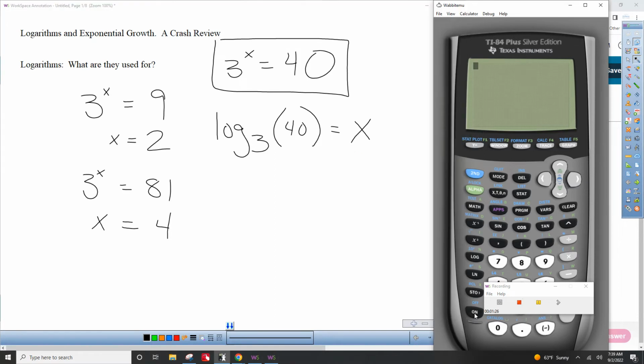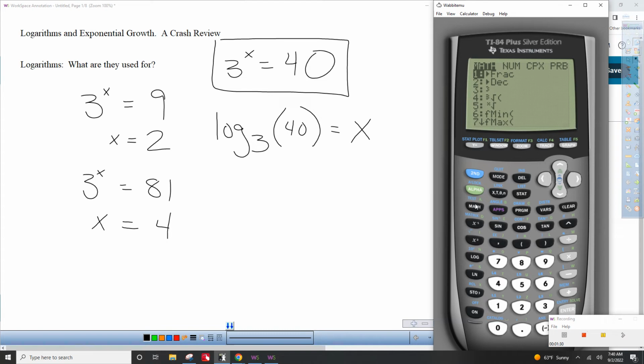Let me turn on this calculator and show you how to do this. If you go to math, it's choice A. See that? And now I can just type in log base 3 of 40, and there it is. So 3 to the 3.35776278 power is 40. Okay? So that's what logs are used for.